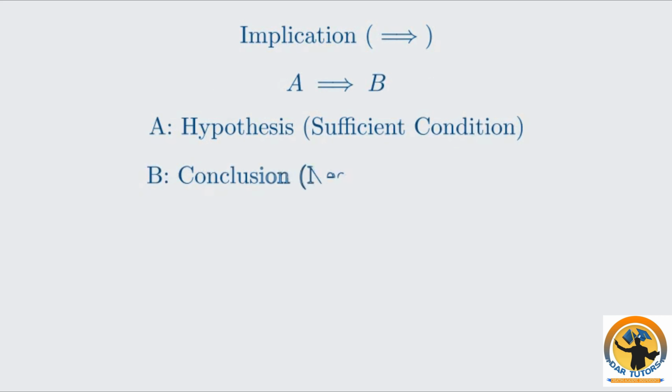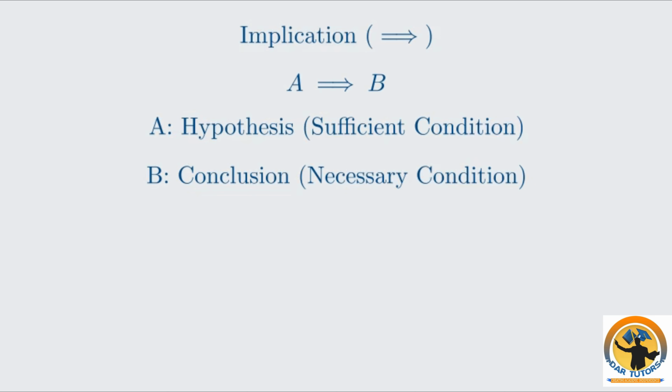Next, implication. An implication, written as A implies B, means that if statement A is true, then statement B must also be true. In the statement A implies B, A is called the hypothesis, and B is called the conclusion. We can also say A is a sufficient condition for B, or B is a necessary condition for A.